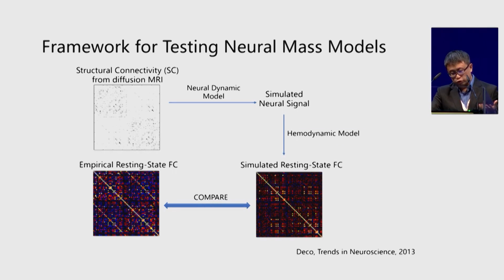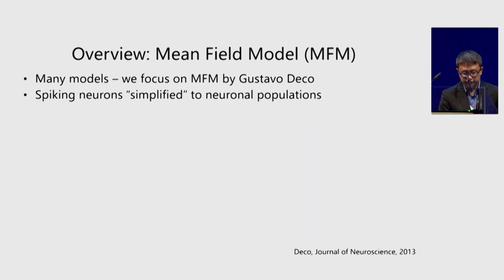So most people just use the balloon model, and this is what we'll use here as well. But of course, you can use other hemodynamic models. Today, we'll focus on the neurodynamic model. There are, in fact, many models we can use. Here, we'll focus on the dynamic mean field model by Gustavo Deco.